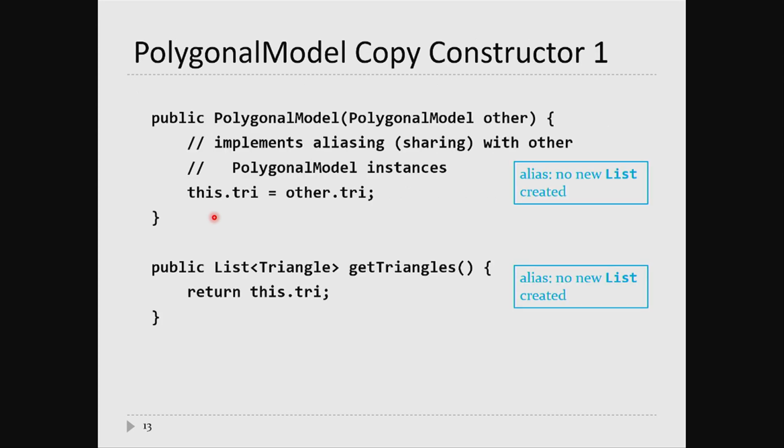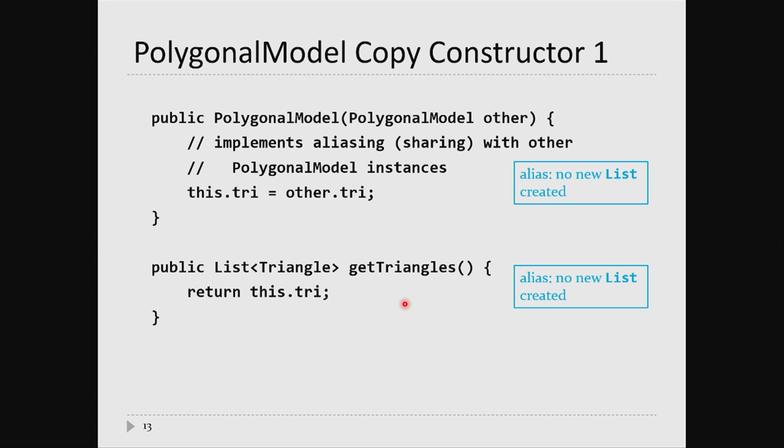So what does that look like in a constructor? Here's my copy constructor for the polygonal model class. I don't write this.tris equals new list or new ArrayList. I don't make a new list. I just say this.tris equals other.tris. In other words, the list for this polygonal model is the same list as for the other polygonal model. They're both going to share their internal lists. So we say that this.tris is an alias for other.tris. Both of those variables point to the same object.